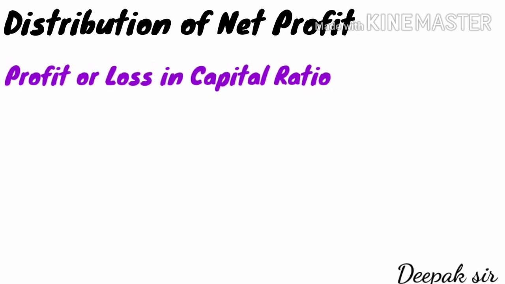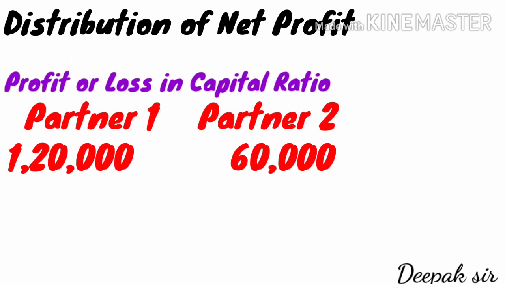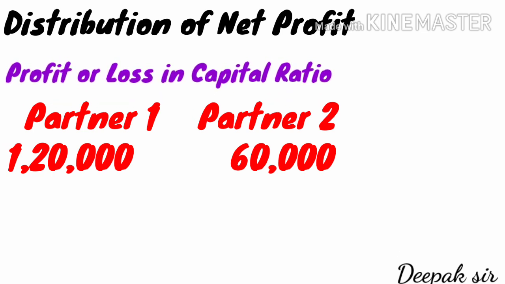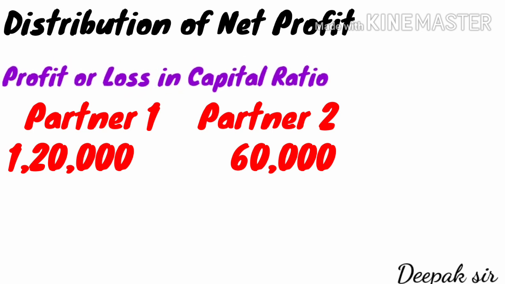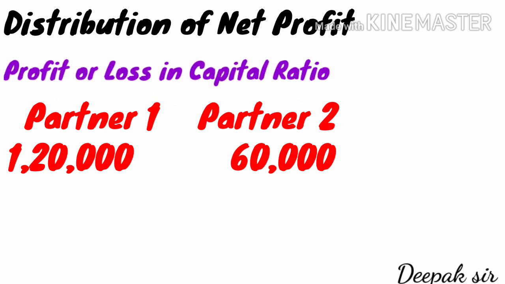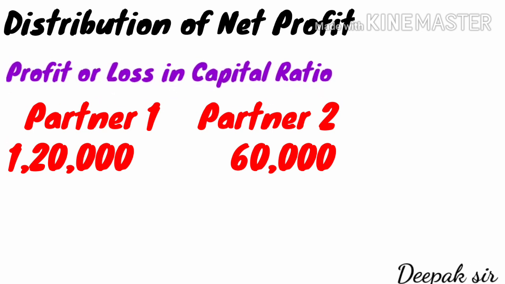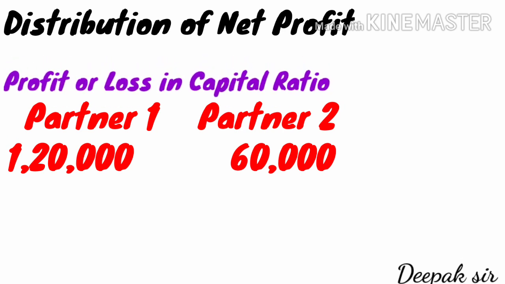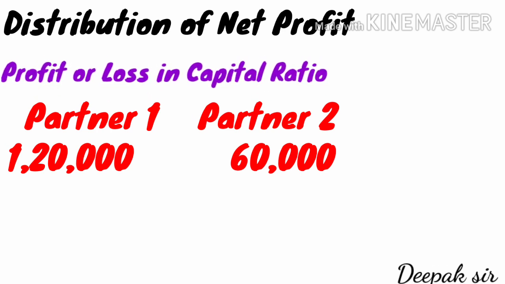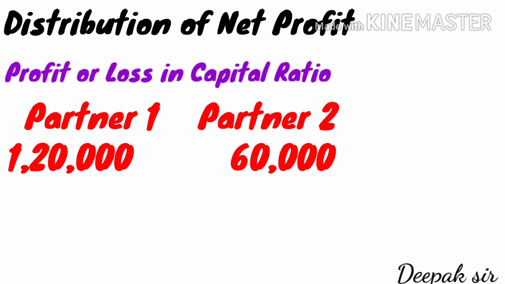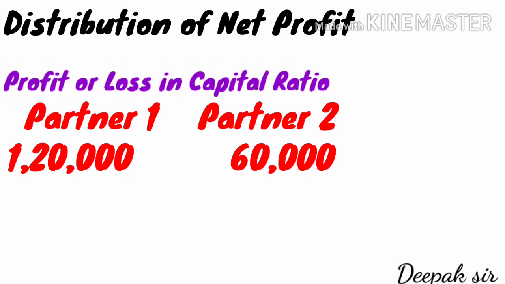Now let us take one example. Suppose the capital of both the partners is given. Partner 1 capital is given as 1,20,000 and second partner capital is given as 60,000. Now we have to distribute the profit as per the capital ratio. So what we have to do, we have to minimize this capital amount. First of all, we have to cancel all the common zeros.